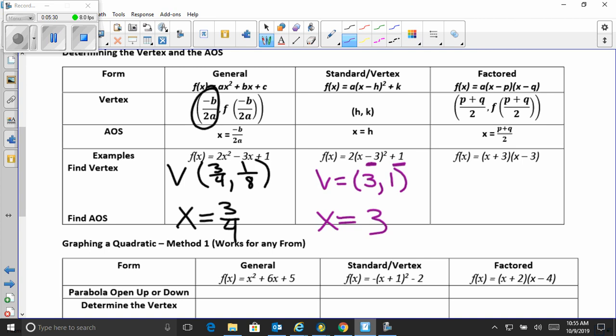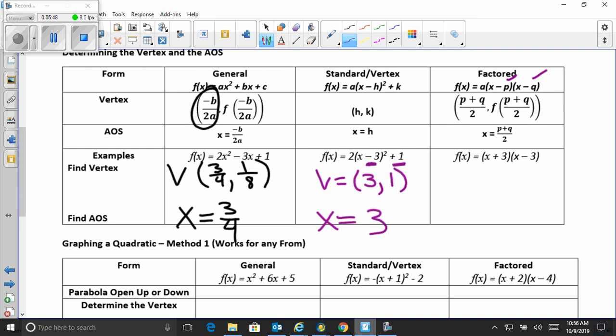And then when we look at factored form, we have a different formula. We would add up our factors and divide by 2. So we're going to average those factors, and that would be our x coordinate, or our h of our vertex. And then to find the y coordinate, or the k, we would just plug that into the function.